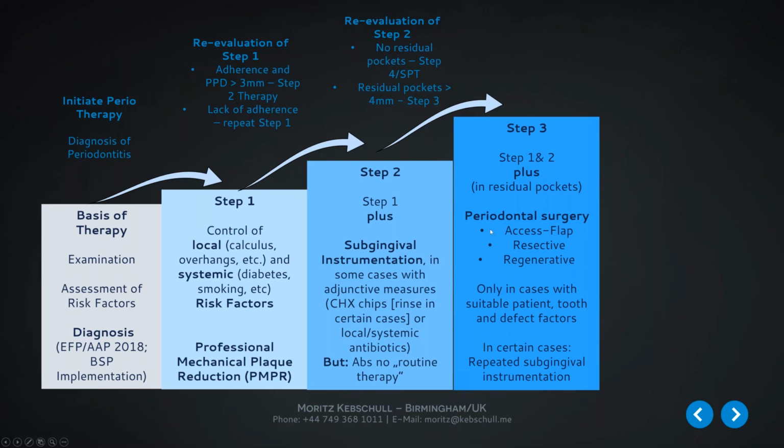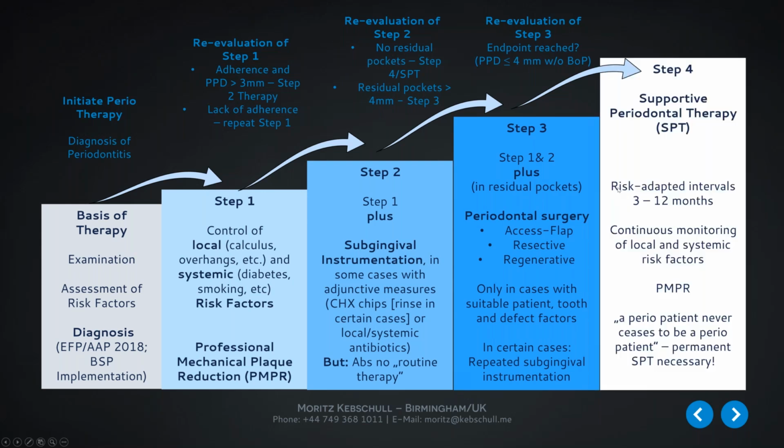This is the step for corrective periodontal surgery in certain cases with suitable patient, tooth and defect factors. And lastly, if you have reached an endpoint, and we have now, and this is a critical new finding, an endpoint of ideally only pockets up to 4 mm without bleeding on probing, you can progress to supportive periodontal therapy in step 4. So let's just go back to the beginning, because this is what I'm talking about tonight. The basis of therapy, the diagnosis, risk factors, and step 1.